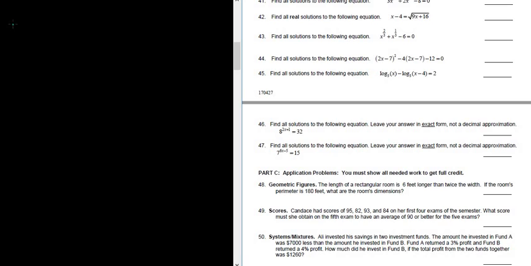Let's work out number 45. Find all solutions to the following equation. The equation is log base 3 of x minus log base 3 of x minus 4, that's all equal to 2.